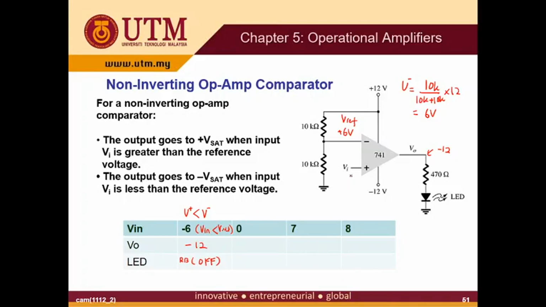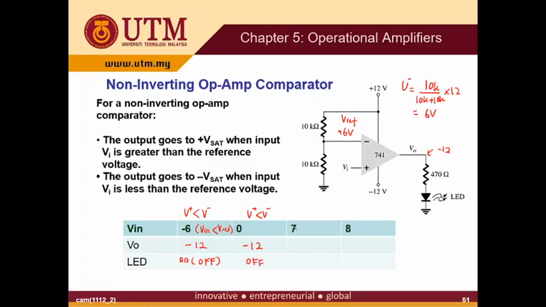Next, we consider when V in is 0. When V in is 0, V plus is still lower than V minus, because V plus is 0 and V minus is 6. So V minus is larger than V plus. In this case also, the output voltage is minus 12 volt and the LED is off.